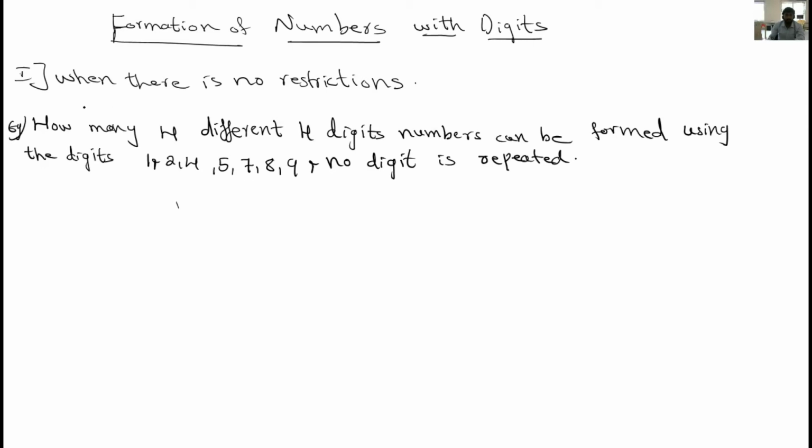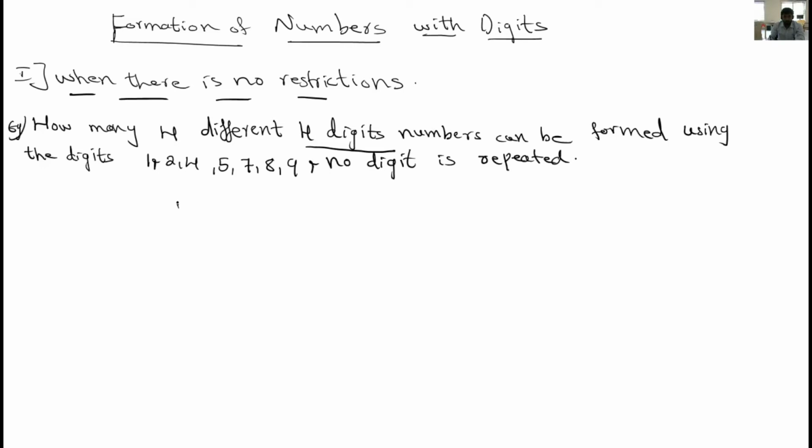Okay. See the first case, when there is no restriction. It's a very simple case. See the example: how many four digit numbers can be formed using the digits 1, 2, 4, 5, 7, 8, 9, if no digit is repeated? The question is the 4 digit number.